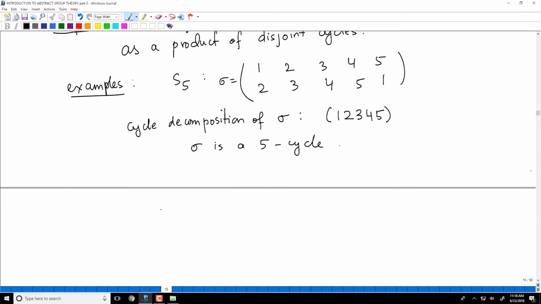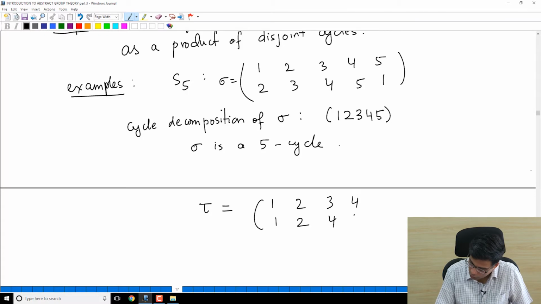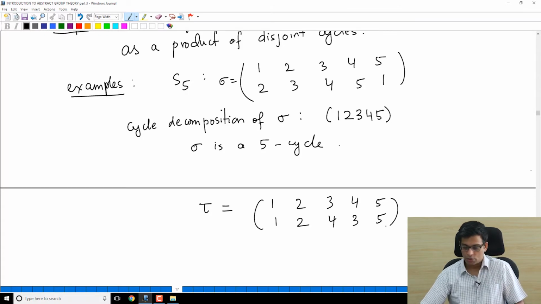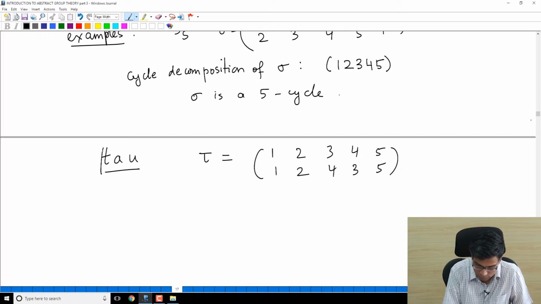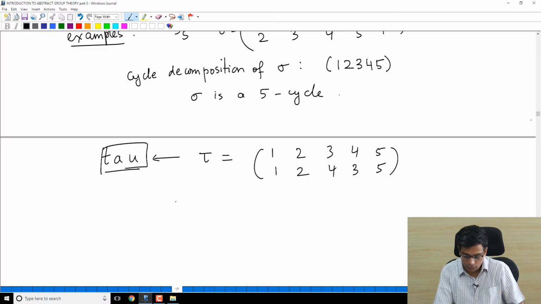One more example. So let's take in S5 again, let's take tau to be 1 goes to 1, 2 goes to 2, 3 goes to 4, 4 goes to 3 and 5 goes to 5. Okay, so what is the cycle decomposition of tau? So this is called tau. Tau is this. So you start with 1. 1 goes to 1, so that is just a 1 cycle.